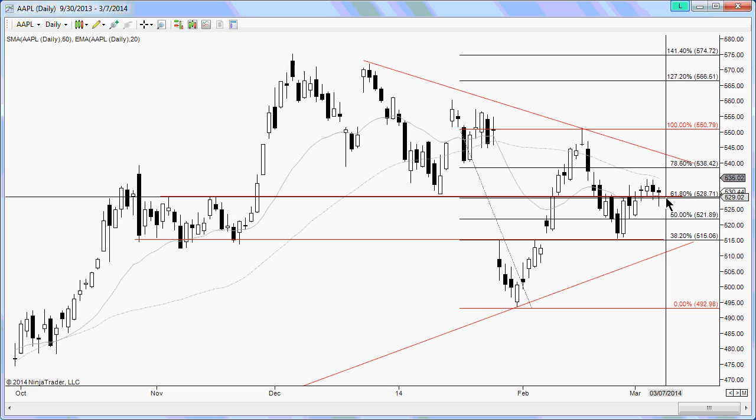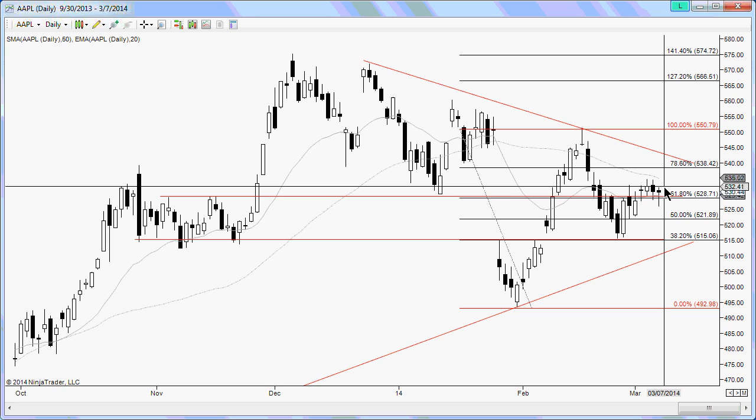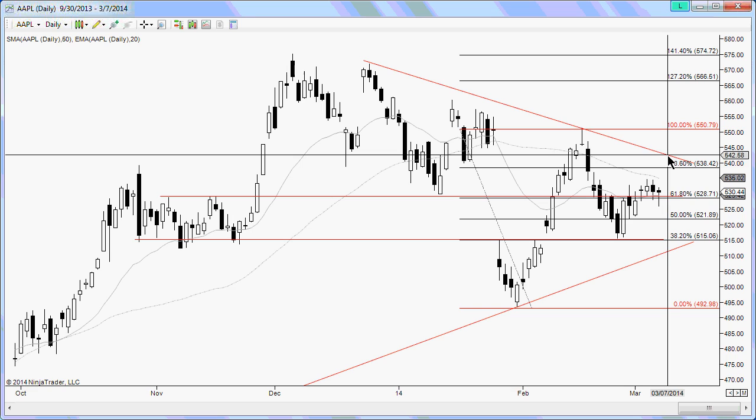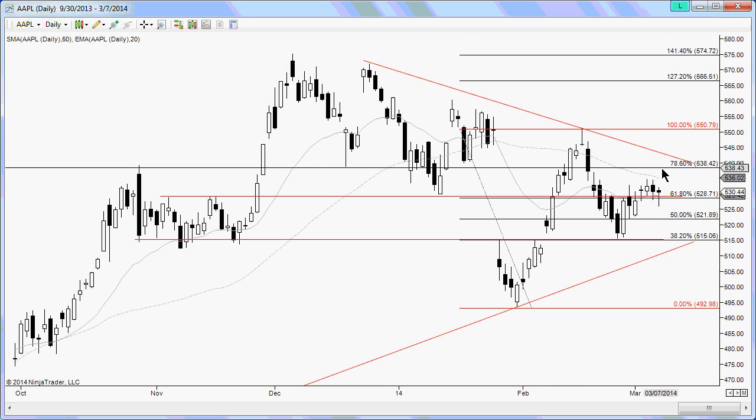Essentially, if we see price move up and possibly break this level, then we could say, hey, maybe it's making a move to this particular level here, the next resistance, which is this trend line.